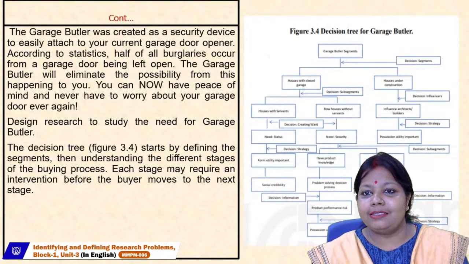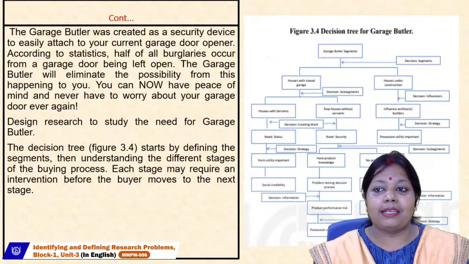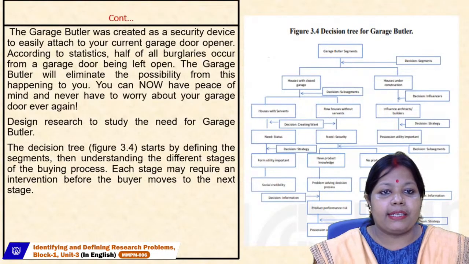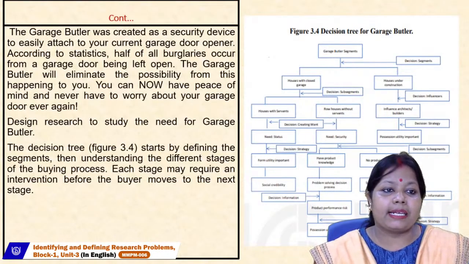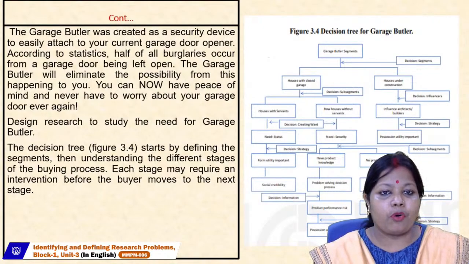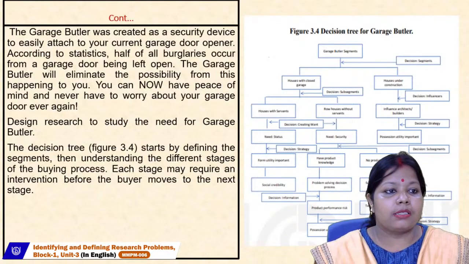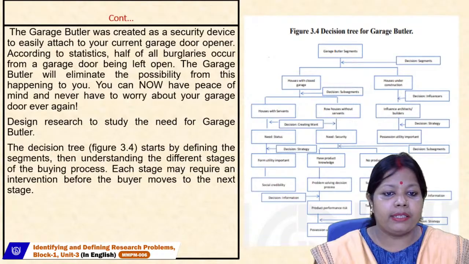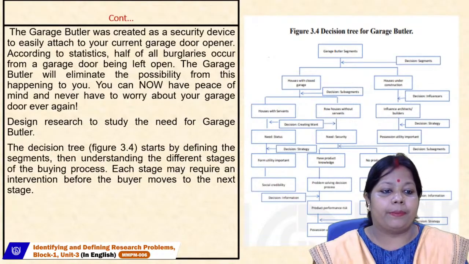So here we can see the decision tree of the Garage Butler. The Garage Butler was created as a security device to easily attach to your current garage door opener. According to the statistics, half of all burglaries occur from the garage door being left open. As we know, we agree with that also. The Garage Butler will eliminate the possibility of this happening to you. You can now have peace of mind and never worry about the garage door ever again.